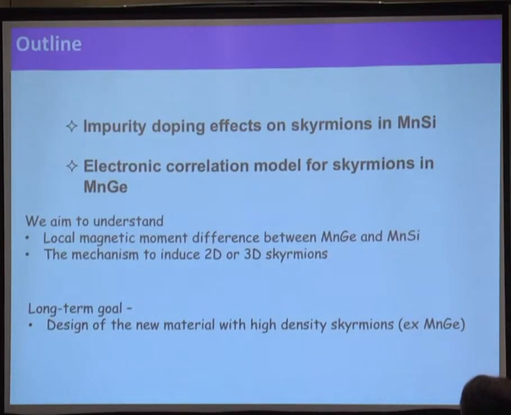So today I'm mostly focused on the results from DFT calculation and also modeling. I first mention very briefly the effects on the Skyrmion side, and I also mostly focus on the electronic correlation model for Skyrmion. We try to understand the local magnetic moment difference between these two compounds, and finally we try to understand the mechanism that induces the 3D or 2D Skyrmion texture.